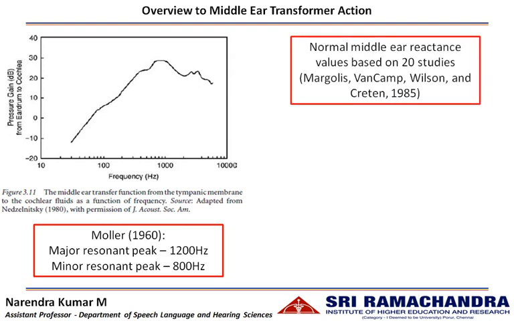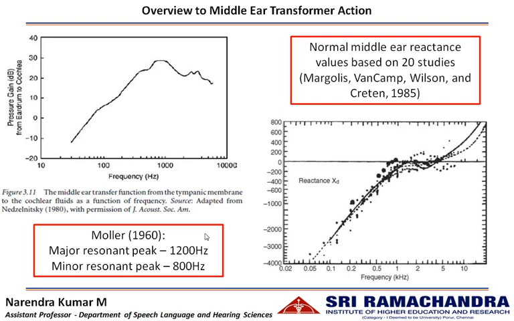The normal middle ear reactance values based on 20 studies were summarized by Margolis, Van Camp, Wilson and Creten in 1985. They found that the reactance was 0 between the frequencies 800 Hz to 5000 Hz. Reactance equal to 0 means the stiffness component and mass component of the middle ear are the same, which means the middle ear is at its resonance, allowing the sound energy to easily pass through.